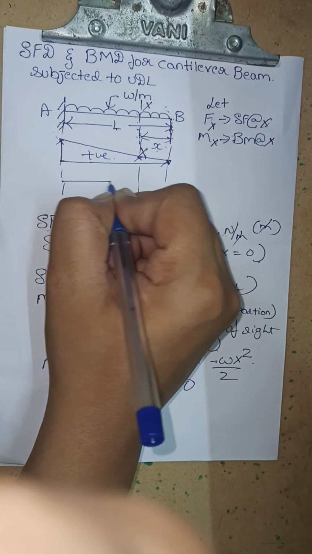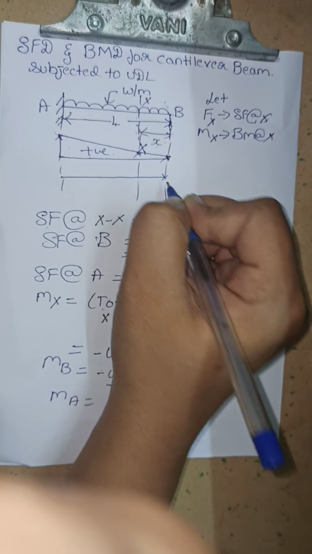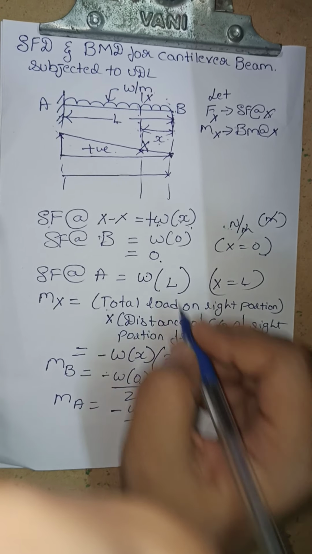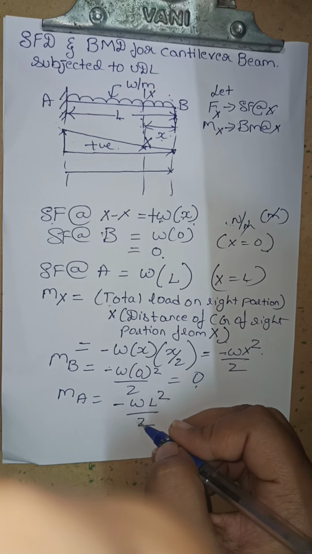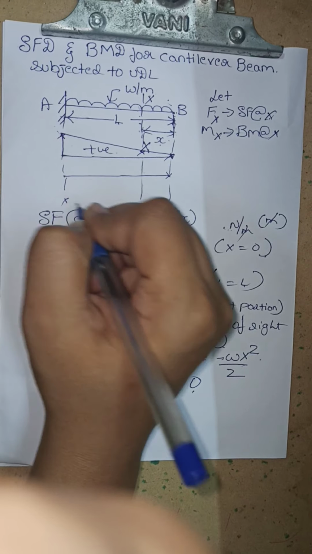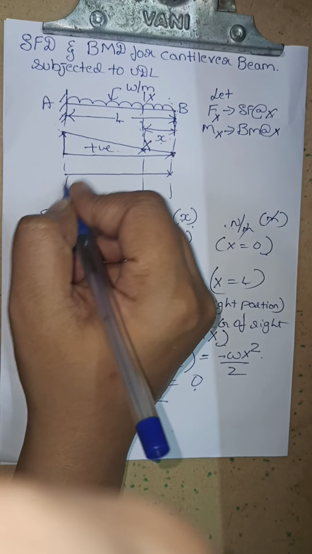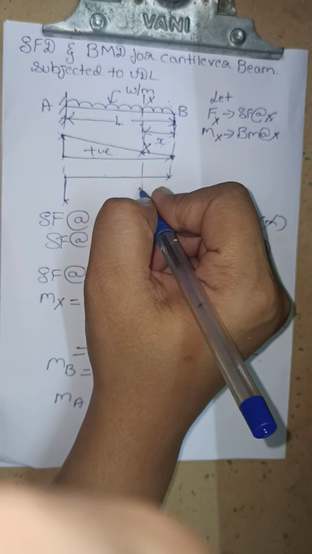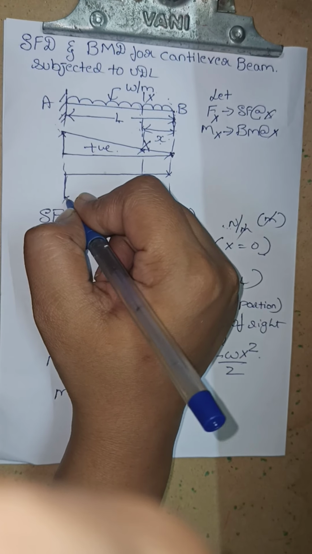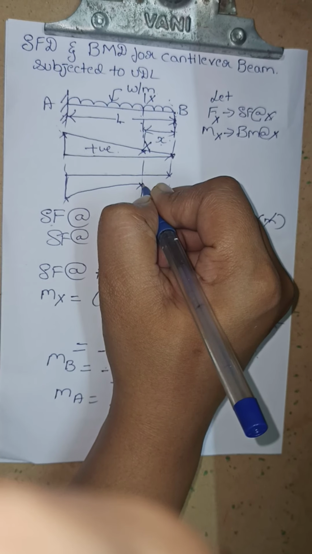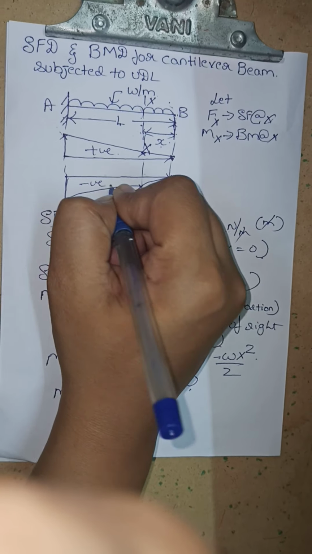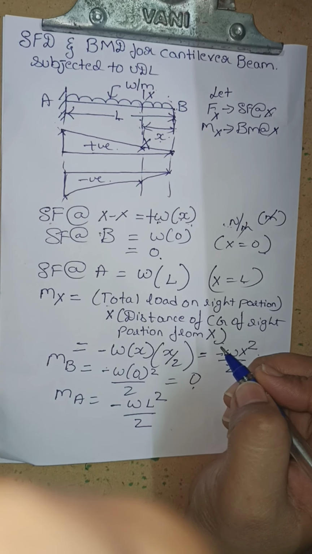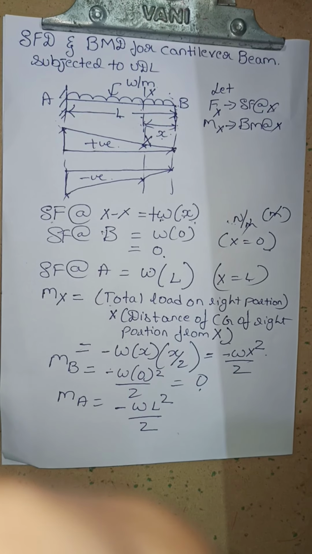Next is the bending moment diagram. Draw the baseline. Here the bending moment at B is 0, at A it is WL square by 2 with a negative variation, so I have drawn it below the baseline, and at X it is minus Wx square by 2, so it is a parabolic variation. Whenever it is given with a uniformly distributed load, the bending moment variation is parabolic.